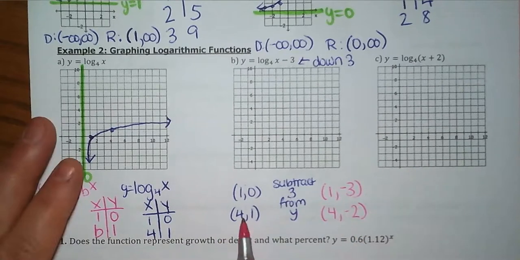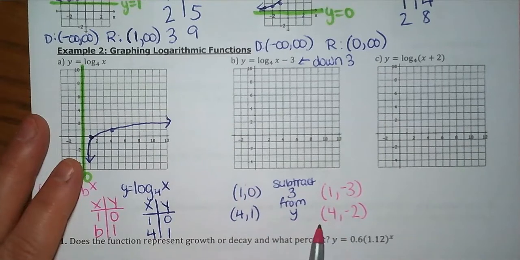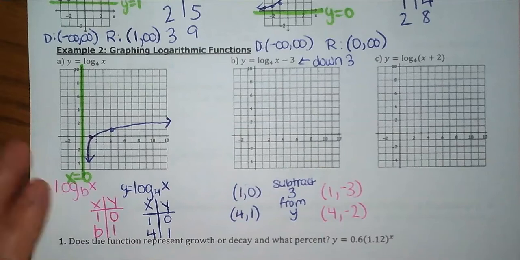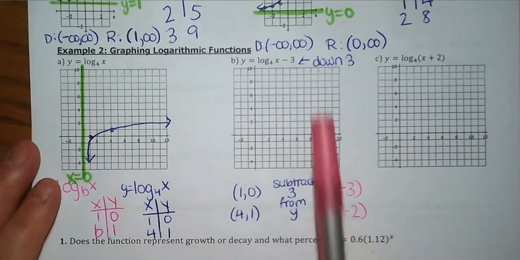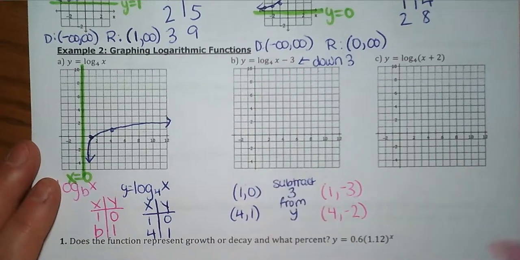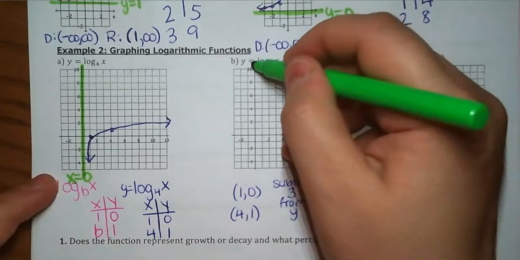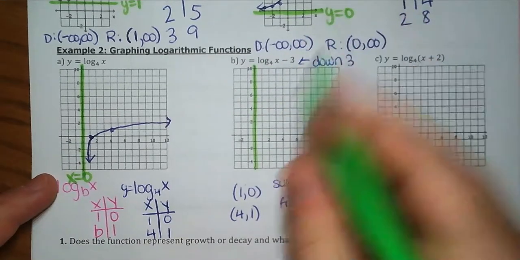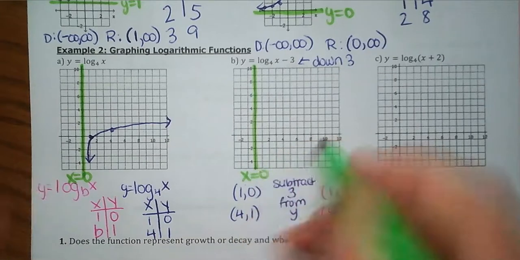So we're just going to shift these down. So this point down 3 units, this point down 3 units. The x-coordinate would stay the same because we're not shifting left or right. Now, the asymptote, there's nothing with the x, so the asymptote does not change. We're just going to shift it down. The asymptote is still going to be x equals 0.